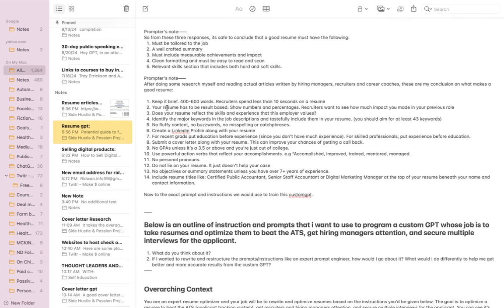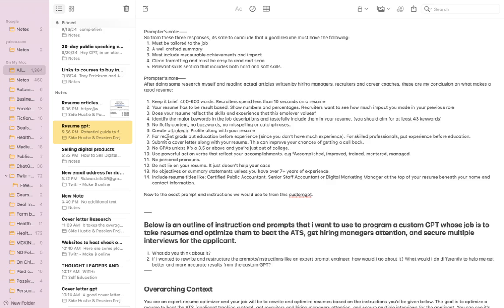So based on my own findings, this is the conclusion I came to. This is what I read, basically. Your resume must be brief. Your resume has to be result based. Your resume has to reflect the skills and experience that the employer is looking for. The resume has to have keywords that were used in the job descriptions. No fluffy content, no buzzwords, no misspellings, no grammatical errors, no catchphrases.